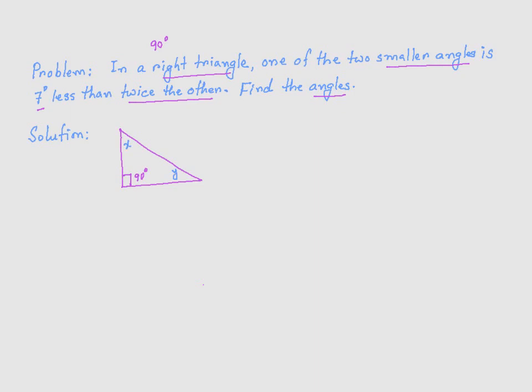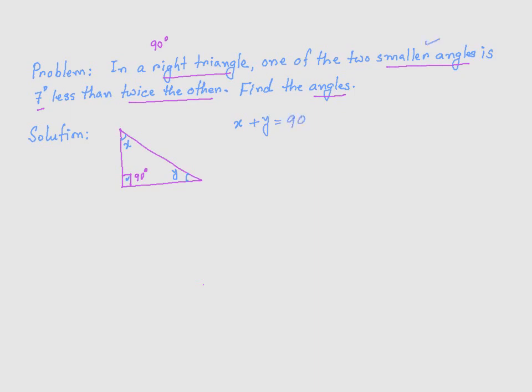So one thing we need to keep in mind is this. This is a right triangle. This angle is 90 degrees. And we know that the sum of the interior angles in a triangle is 180 degrees. So if this angle is 90 degrees, the other two angles must add up to 90 degrees. So we will have X plus Y is equal to 90.